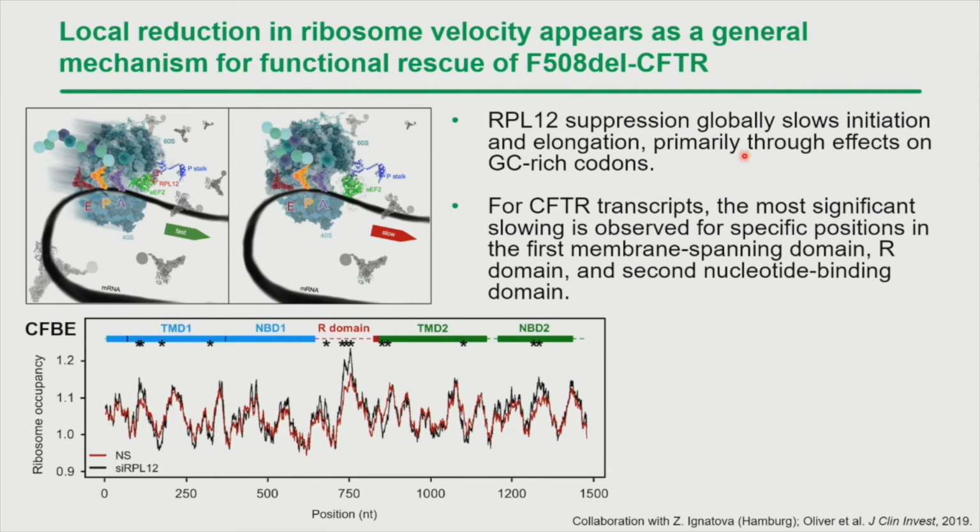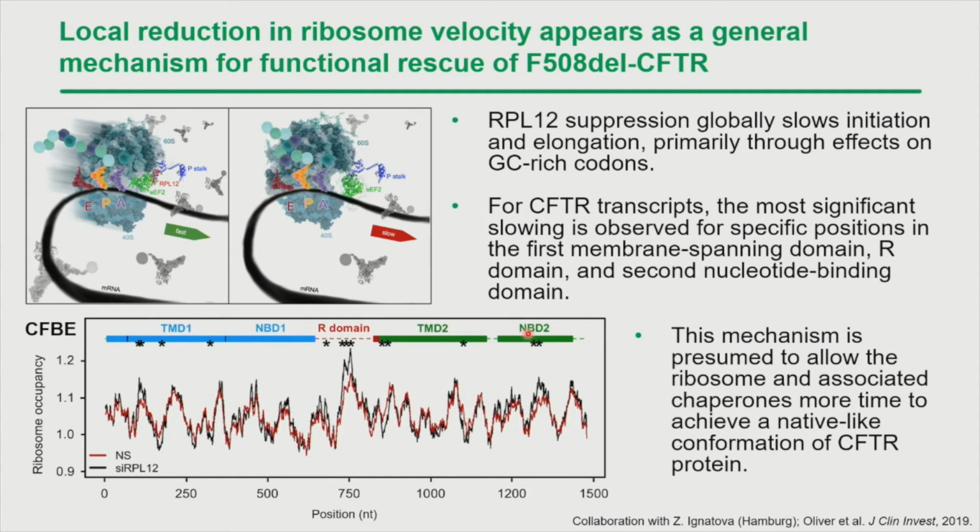And so how that in turn affects the specific CFTR translational profile is the most significant slowing was observed in distinct subdomains that included the first membrane spanning domain, as well as the R domain and the second nucleotide binding domain. And so this mechanism overall, we hypothesize, is that we're allowing more time for the chaperones associated with the ribosome to achieve a more native-like conformation, which is improving the folding trajectory of this protein.